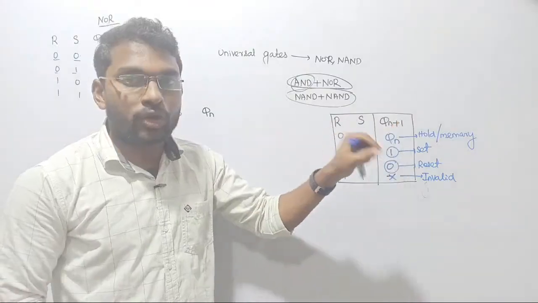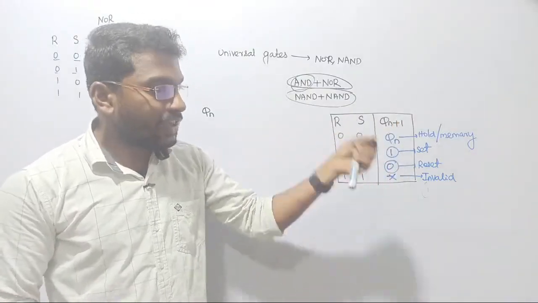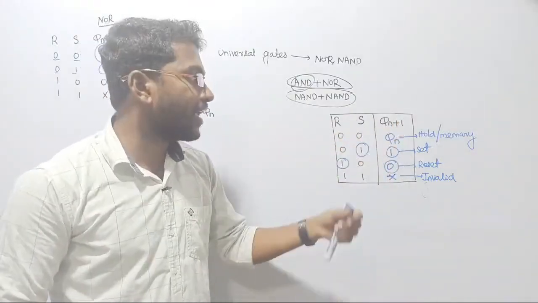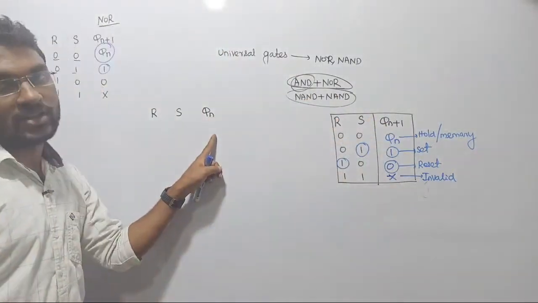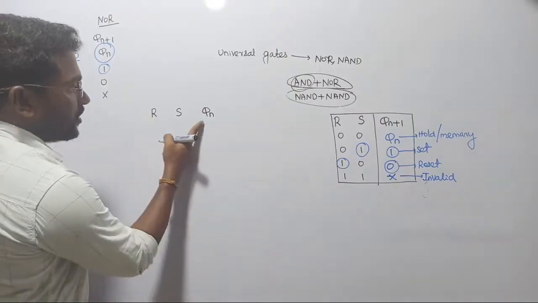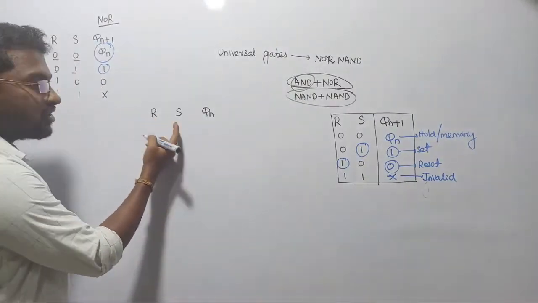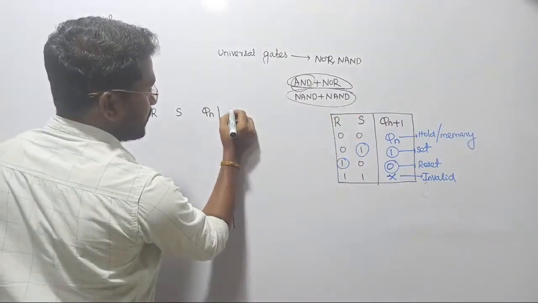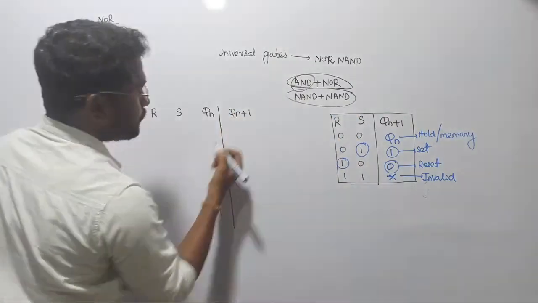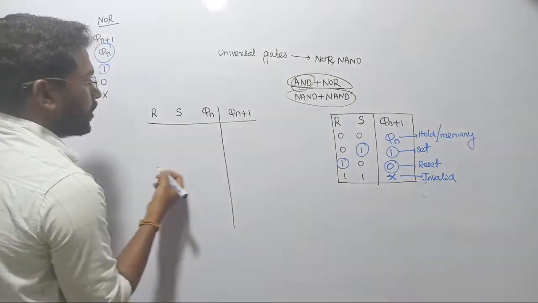Whenever we are treating the present output as Qn plus 1, immediately Qn is going to be the past output. If it is present output, it is going to be past output. Clear? So let us see. This is past output, this is present inputs. Let us guess the present output of the system. The present output is simply called Qn plus 1. Clear? Let us see.